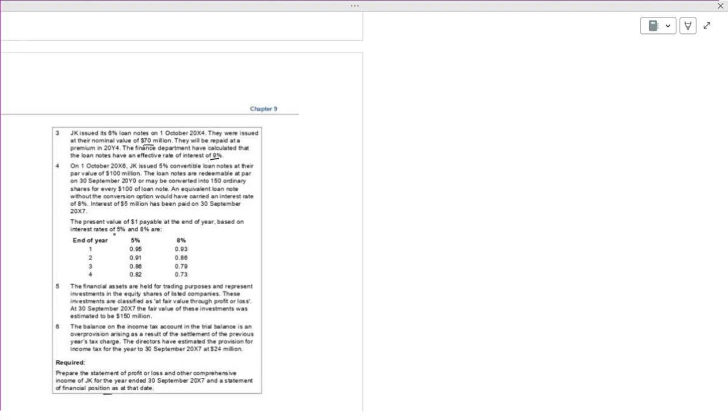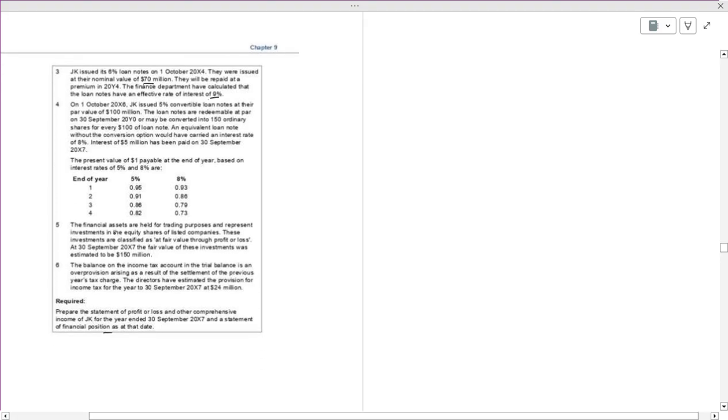The loan was redeemable at 30%. Is it right? Converted 150 shares. An equivalent without conversion options. Is it right? Rate of interest is 8%. Interest of 5 million has been paid. The present value they gave you, 5% and 6%. Okay? This is another one.